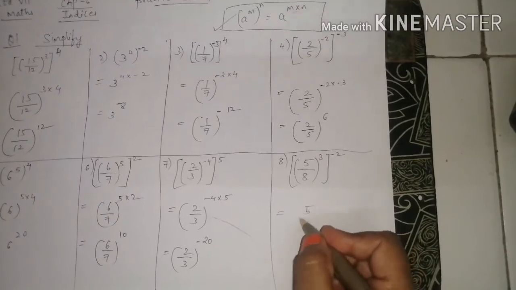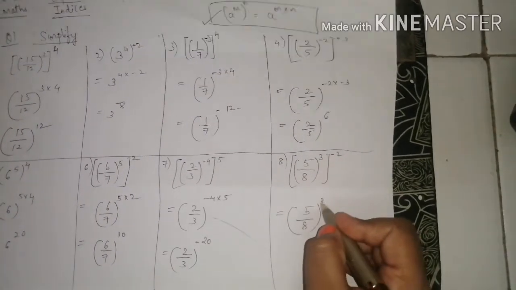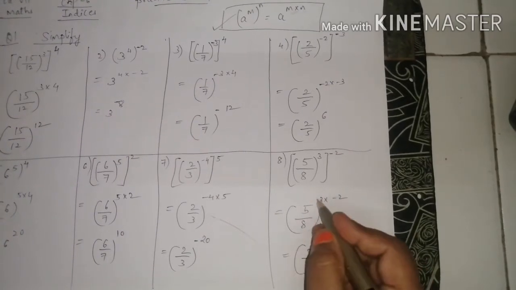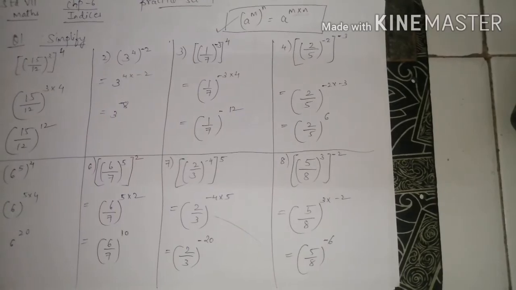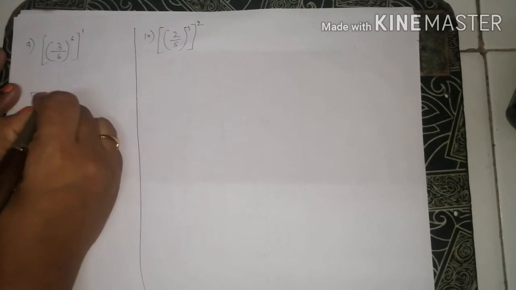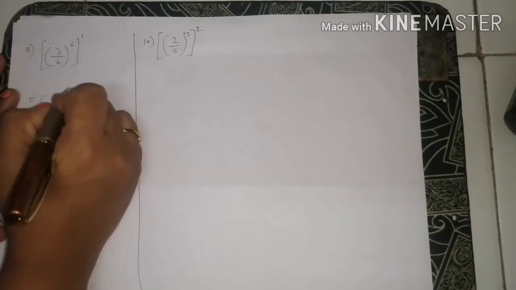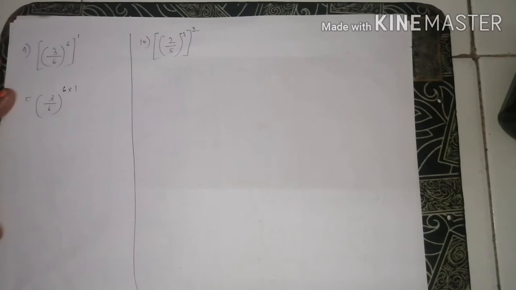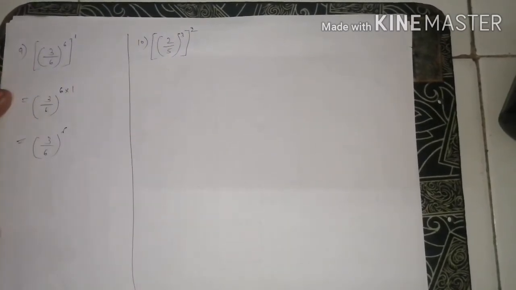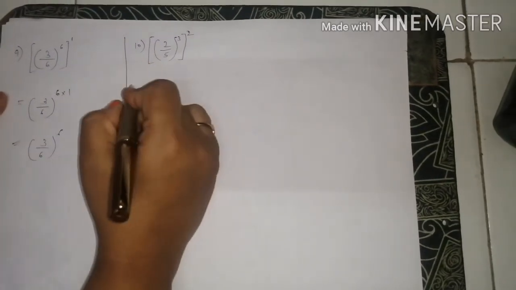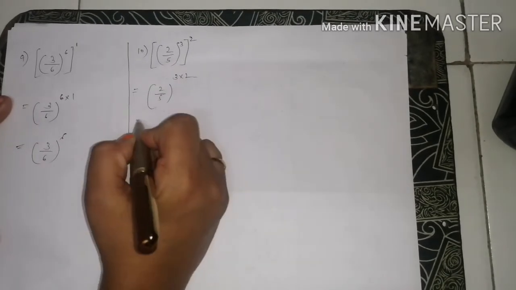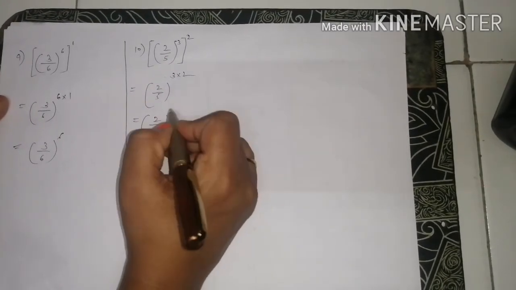Eighth one, 5 upon 8 is the base, 3 into minus 2. So 5 upon 8 raised to 3 2s is 6, plus minus is minus. So the answer is 5 upon 8 raised to minus 6. Ninth one, 3 upon 6 is the base, 6 into 1. You have to multiply the powers. So 3 upon 6 raised to 6 ones is 6. Next, 2 upon 5, 3 into 2. Multiply the powers. So 2 upon 5 raised to 3 2s is 6.